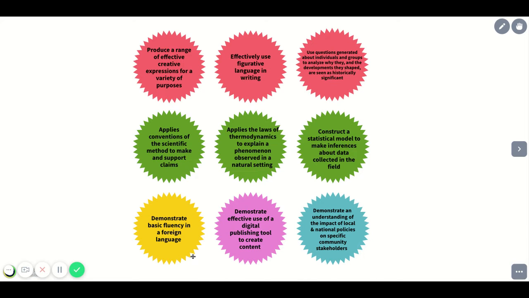There would be foreign language credits or standards. There would be digital publishing credits or standards. There would be kind of citizenship or civics credits or standards. So understanding the impact of local and national policies on community stakeholders. So let's imagine that this was the full range available. Obviously, I think there would be potentially hundreds available if we could really do this well. But let's imagine this was the full range that was available.